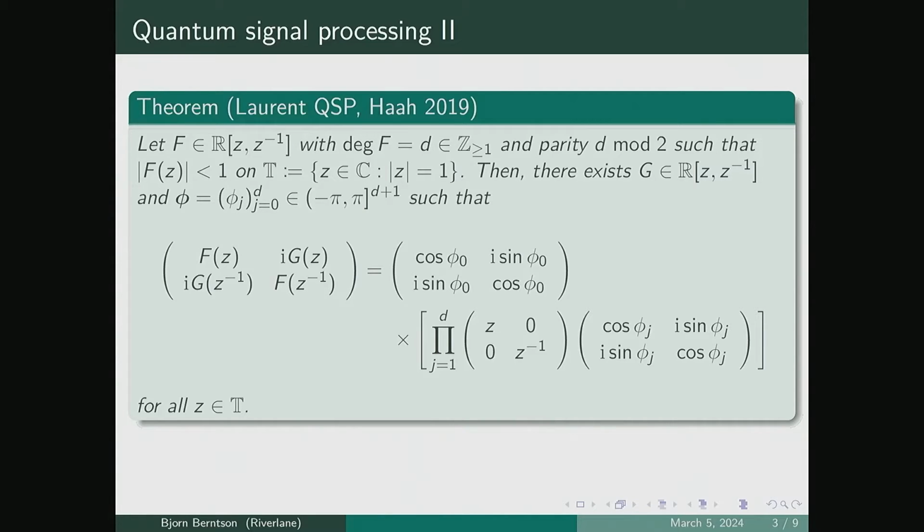So the right-hand side is a sequence of unitaries that you can use to implement a polynomial or Laurent polynomial f. But in order to do this, you need to first find the complementary polynomial G. And one thing we can deduce immediately from this equation, applying unitarity, we see that f and G need to satisfy this constraint. So in a sense, this is the equation that I'll show how to solve in this talk.